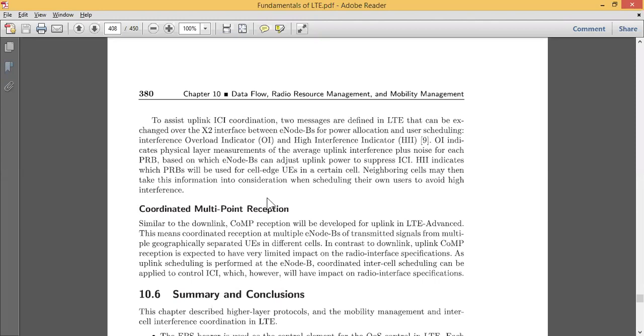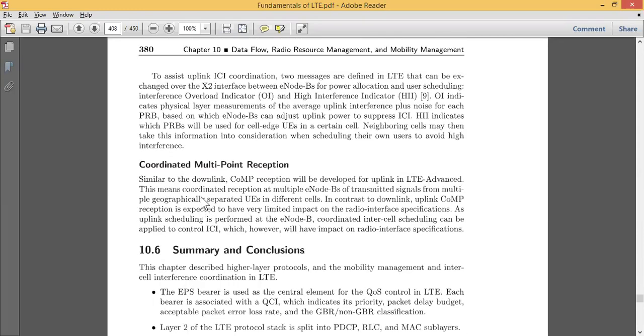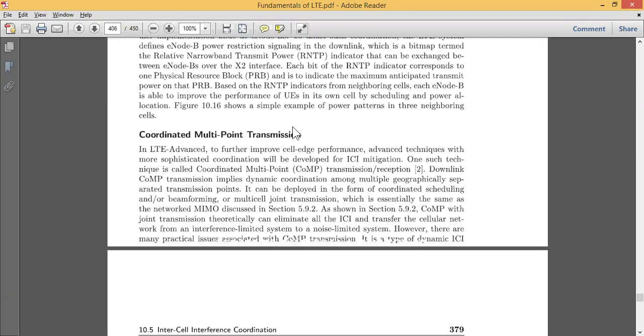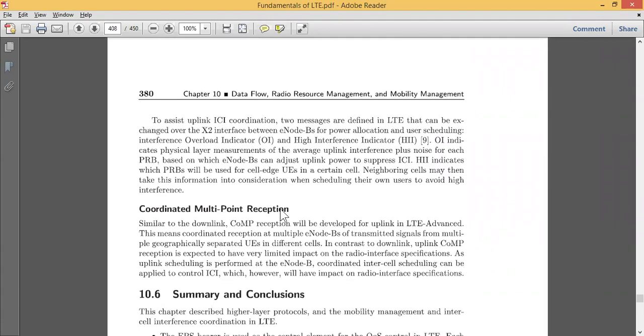Now what we have seen in the downloading is the coordinated multi-point transmission. Sorry, coordinated multi-point transmission in downloading. Here we may have coordinated multi-point reception. And how can this be done? Again, it is almost similar to the downloading, where we make use of some kind of spatial coordinates and some kind of advanced LTE uplink channels.